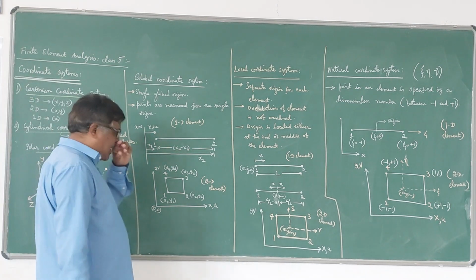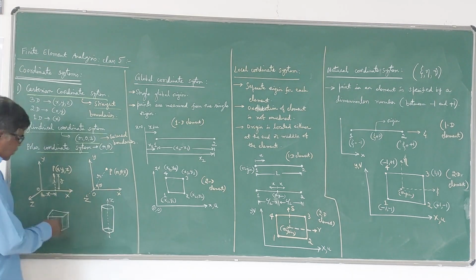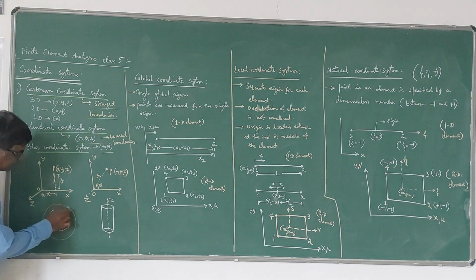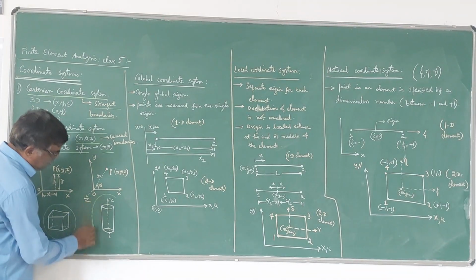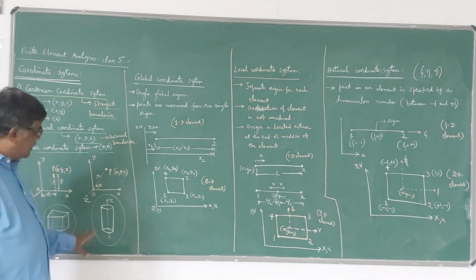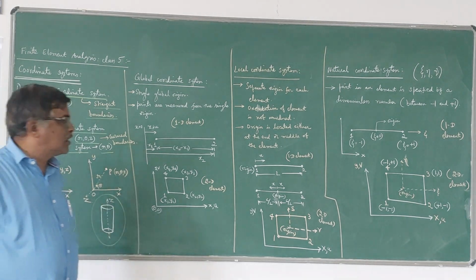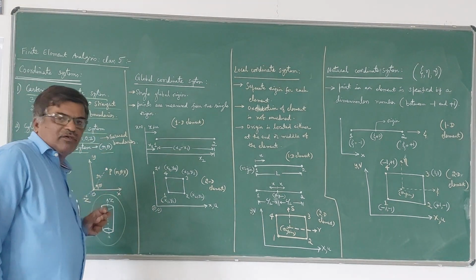Anyway, in finite element analysis, if the object under consideration has got straight boundaries, something like this, then we can use the Cartesian coordinate system. Whereas if it has got curved boundaries, something like this, with the axisymmetric problems, then we can go for polar coordinates. Now, this is about the general classification of coordinate systems.